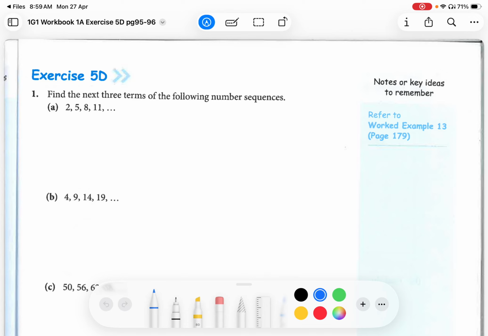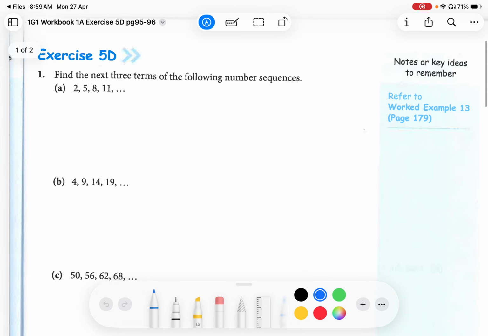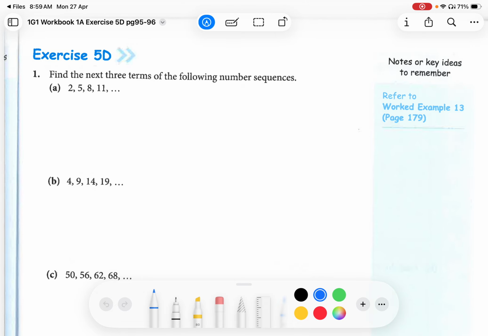Okay, let's try exercise 5B. Find the next three terms of the following number sequence. What does this mean? This is the first term, this is the second, this is the third. So they want the next three terms.